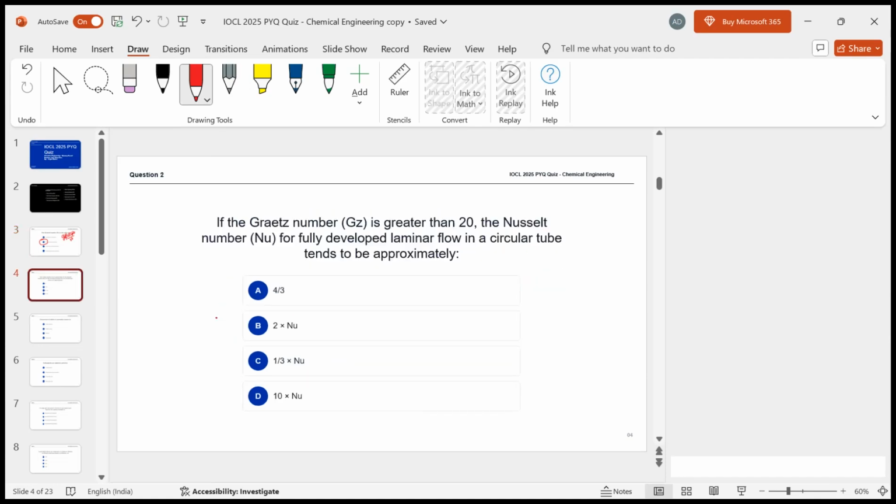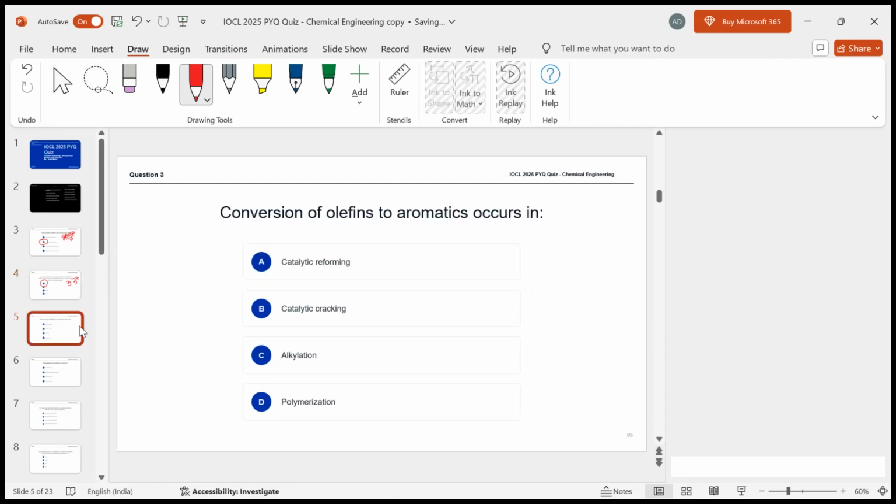If the Grashof number is greater than 20, the Nusselt number for fully developed laminar flow in a circular tube tends to be approximately what? The correct answer is 4.3, because the Grashof number is very high, and it means that the heat convection is dominating. If the heat convection is dominating, then the standard value, that is 3.37, does not apply. The value is changed to 4.3.